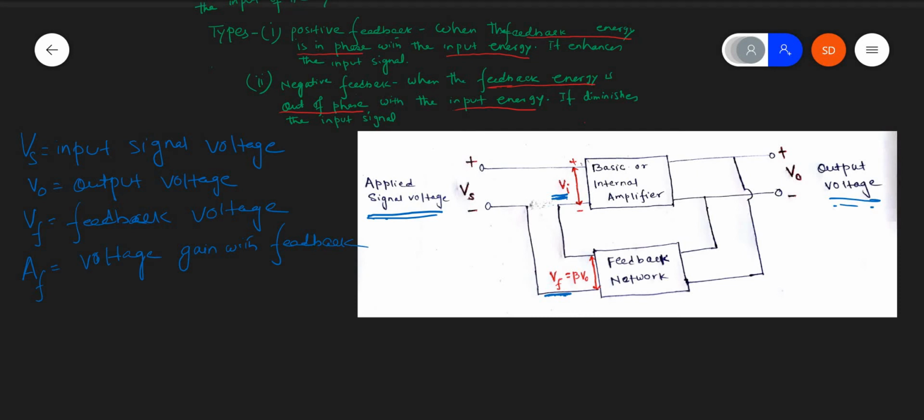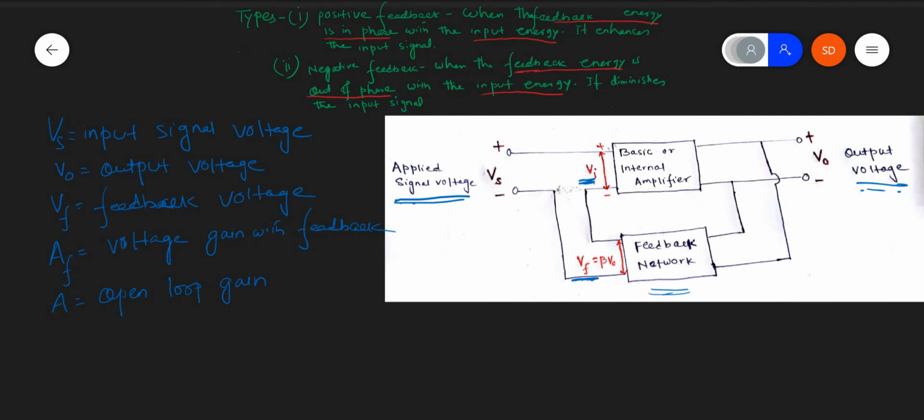A is the open loop gain. And what is open loop gain? Open loop gain is the gain of the amplifier without the feedback network. You can see that we have got a feedback network. If this feedback network is not present, then the gain of the amplifier is called open loop gain.